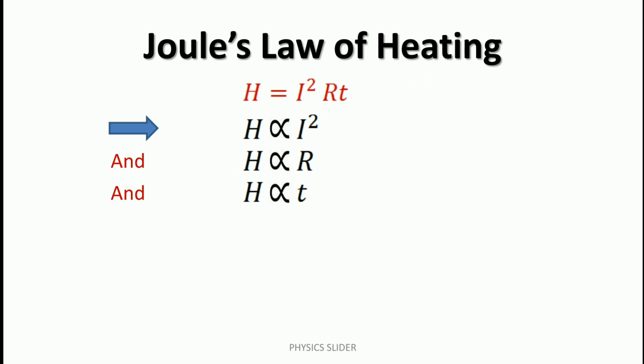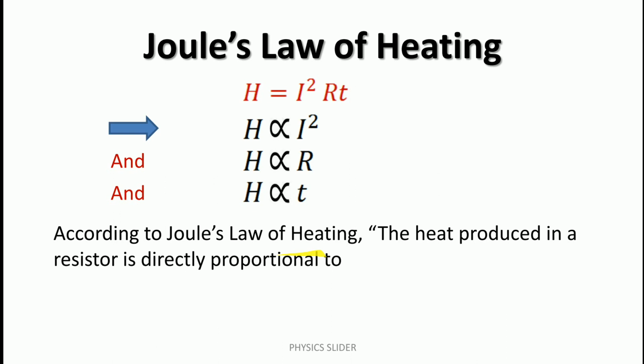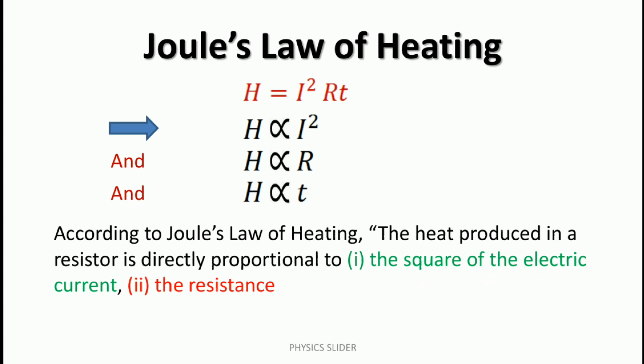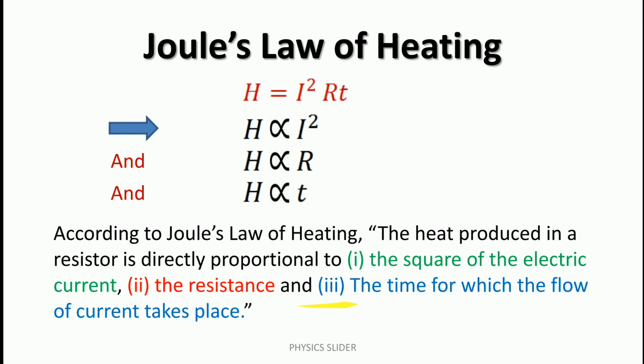So we can conclude that according to Joule's law of heating, the heat produced in a resistor is directly proportional to the square of the electric current, the resistance, and the time for which the flow of current takes place. So this is called Joule's law of heating.